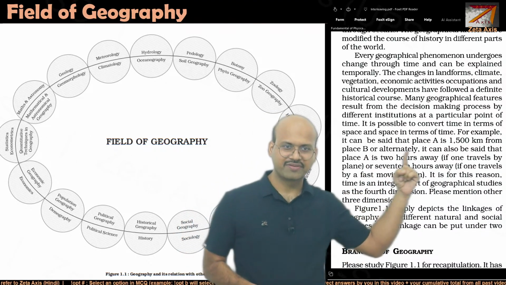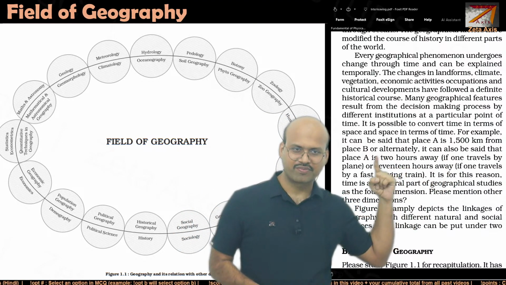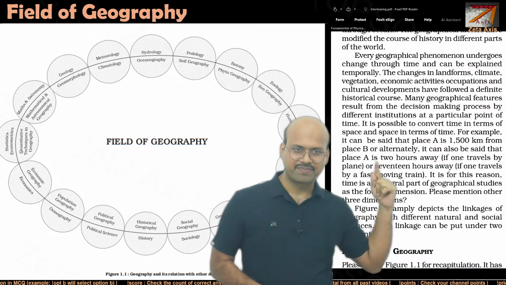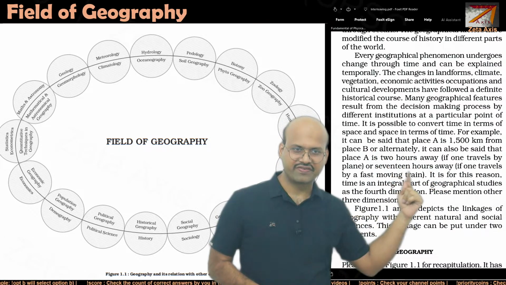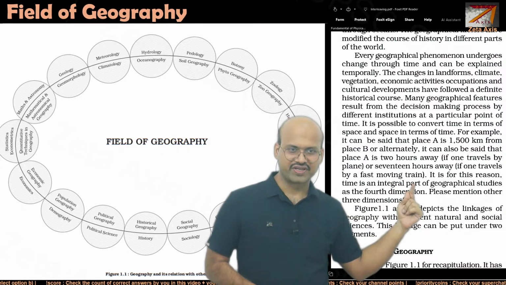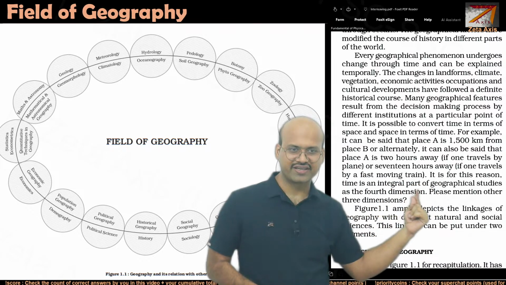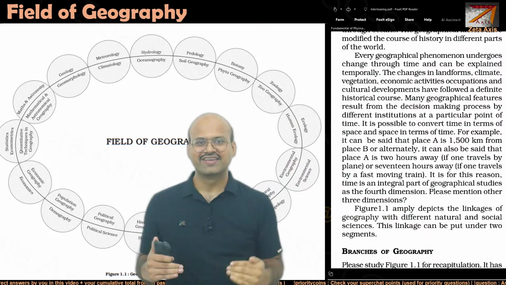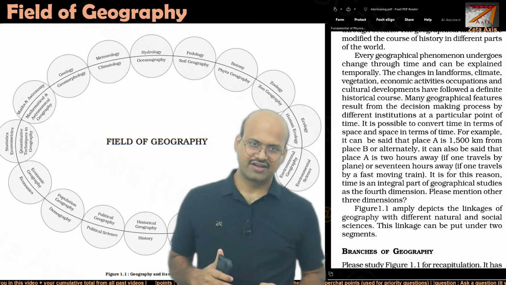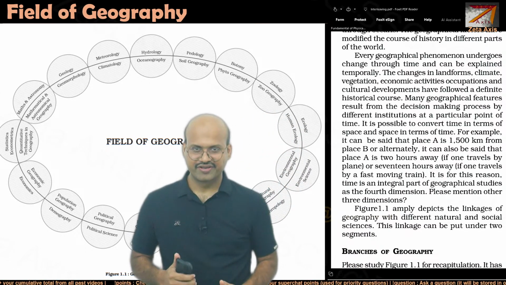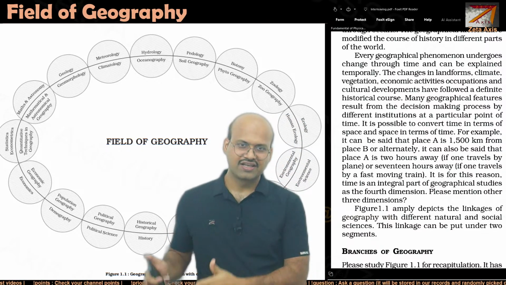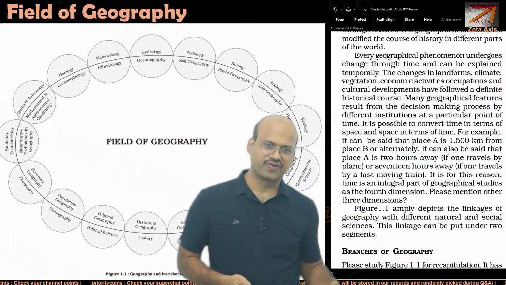For example, it can be said that place A is 1500 km from place B, or alternately, it can also be said that place A is 2 hours away or 17 hours away by a fast moving train. It is for this reason time is an integral part of geographical studies. Here it is trying to explain why temporal relationship is also important in geography. So when you are studying geography, it is important to understand what changes have occurred over the time.